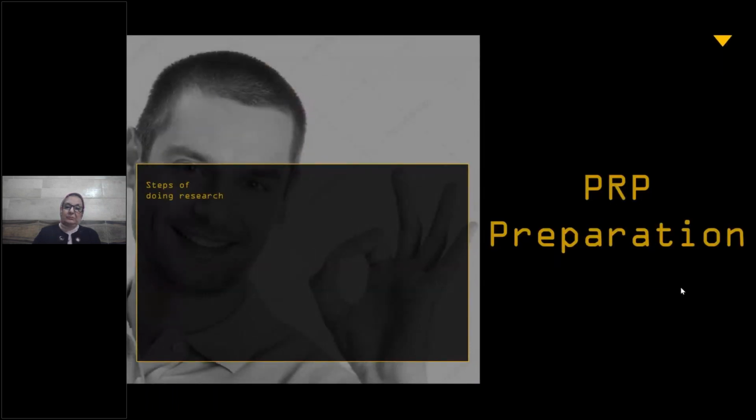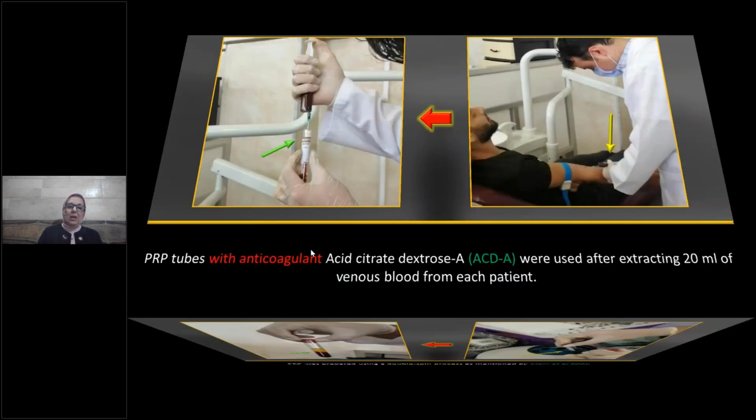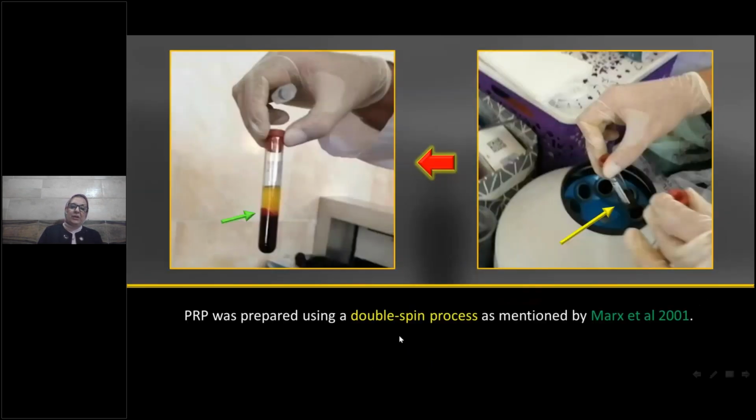PRP preparation. 20 ml of blood is drawn from the patient. Then tubes with anticoagulant, acid citrate dextrose, were used after extracting 20 ml of venous blood from each patient. PRP was prepared with a double spin process as mentioned by Marx.